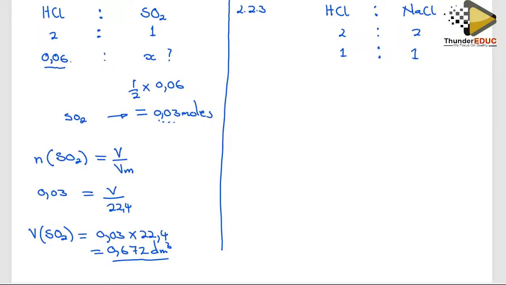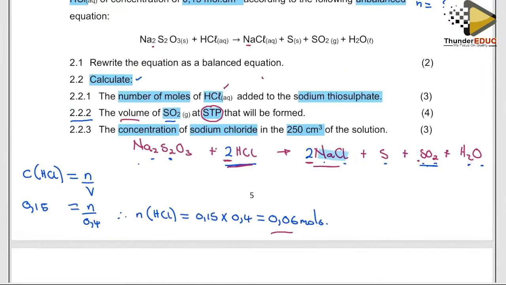Again, remember our number of moles for HCl, we already calculated them to be 0.06, right? So since the mole ratio is 1:1, this side also I'm going to get a value of 0.06, right? So now the number of moles of NaCl is going to be 0.06, right? Then to go back again, they want us to calculate the concentration of sodium chloride.